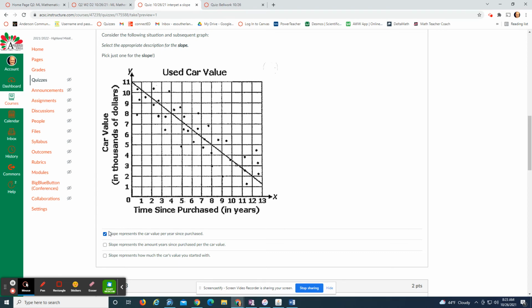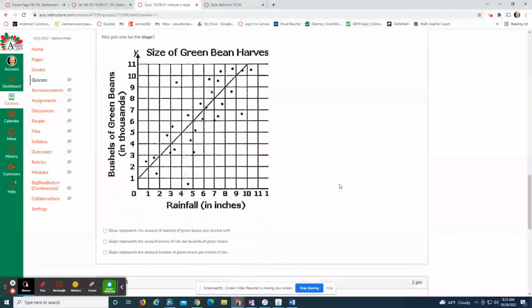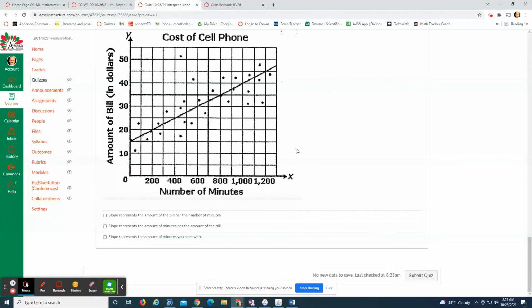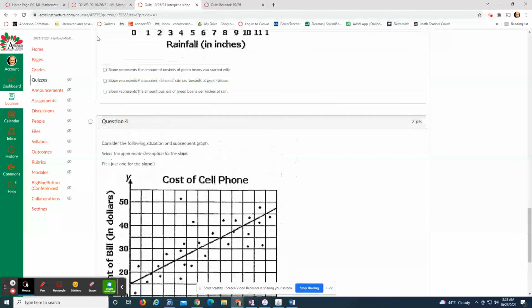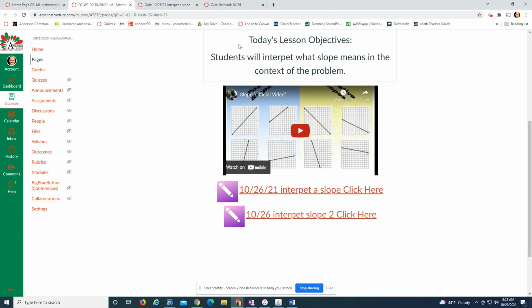Here's what I want you to do. I want you to finish two questions on your own, and then click submit. When you're done, when you're finished, you're going to go back and you're going to do 1026 interpret slope 2 on your own. There's only 5 questions and it's the same type of questions.